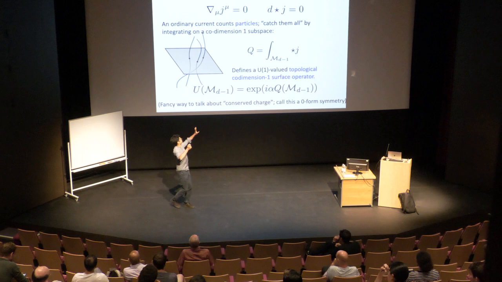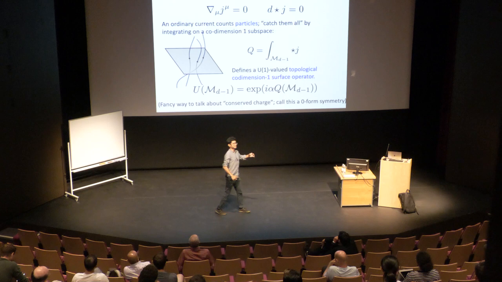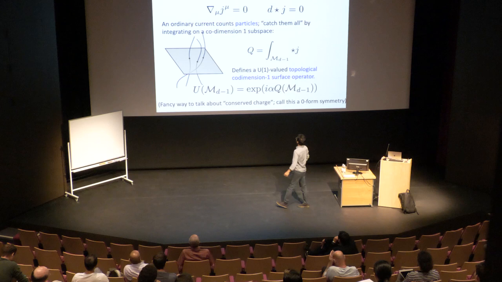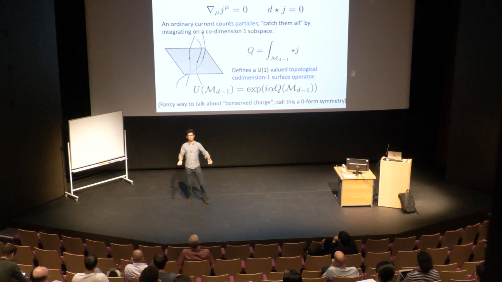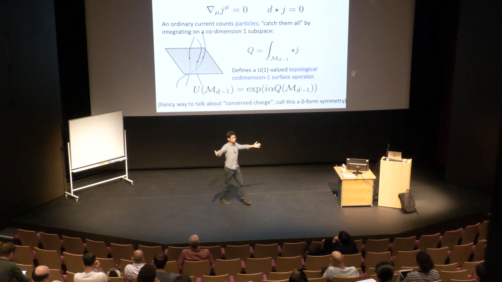What does a normal current count? A normal current counts particles. I think everyone knows this fact. Let me just say a few words about how to actually see that from the equations. So for example, in this room, there is a conserved person number. Suppose I want to count all the people in the room. What I do is I integrate over all the three dimensions of the room.